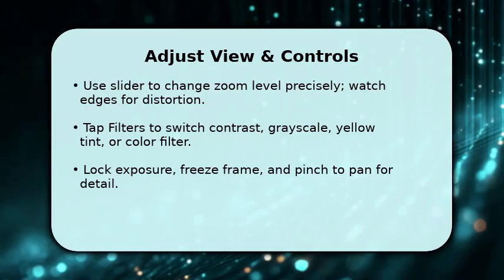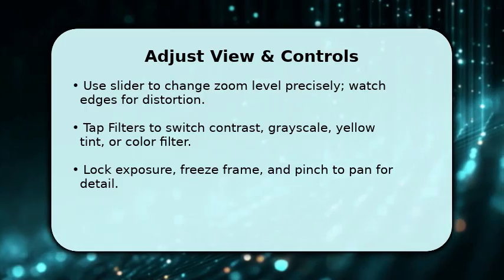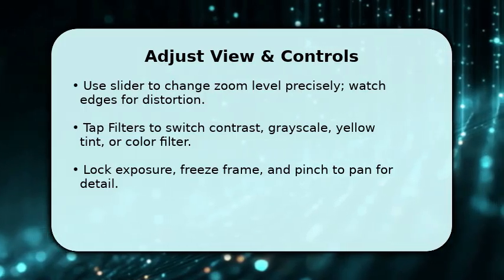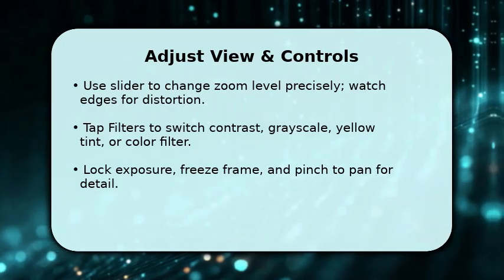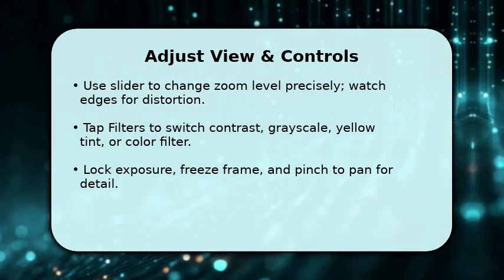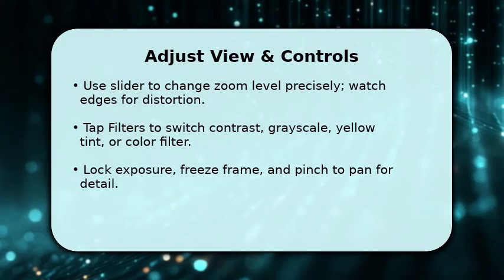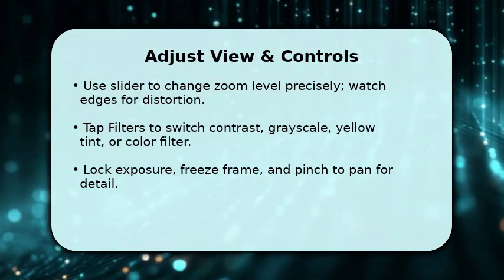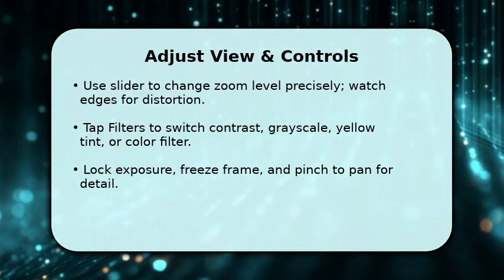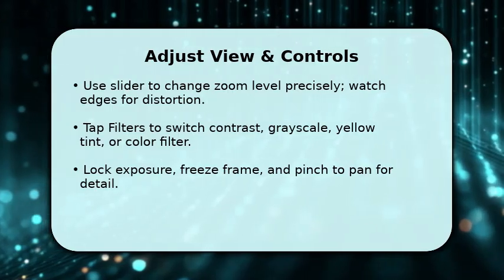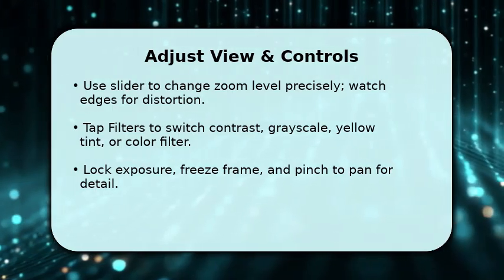Now you'll learn how to get a clear, usable view. Open Magnifier and use the zoom slider to increase magnification. Move slowly because high zoom causes blur at edges. Once you have zoom, tap filters to improve contrast or choose grayscale or yellow tint to reduce glare, and then lock exposure so brightness stays steady.